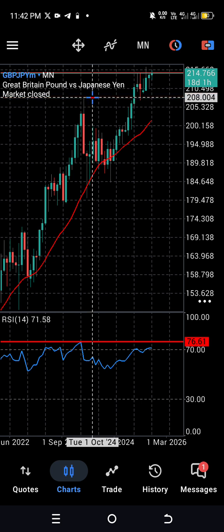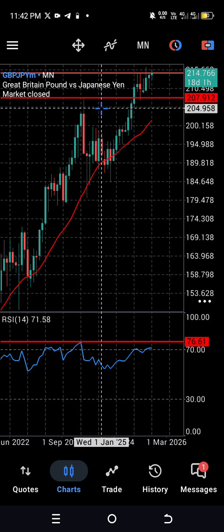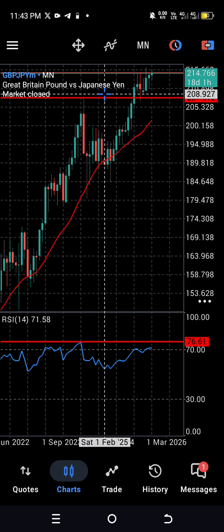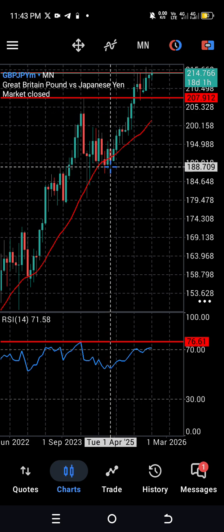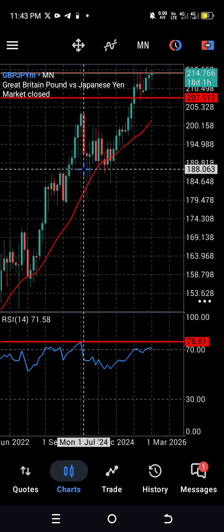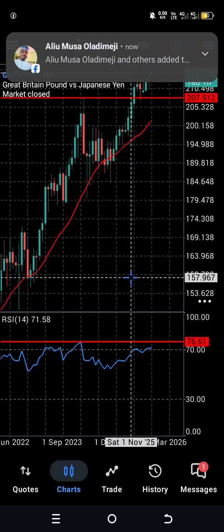The market got to this level, it pulled back and started the uptrend and broke this high. Are you getting it now? It broke this high and went up. As it broke this high, this resistance level 207.912, it broke the resistance and went up. Check our oscillator. This high is equivalent to this height here. Then this high is also equivalent to this one.